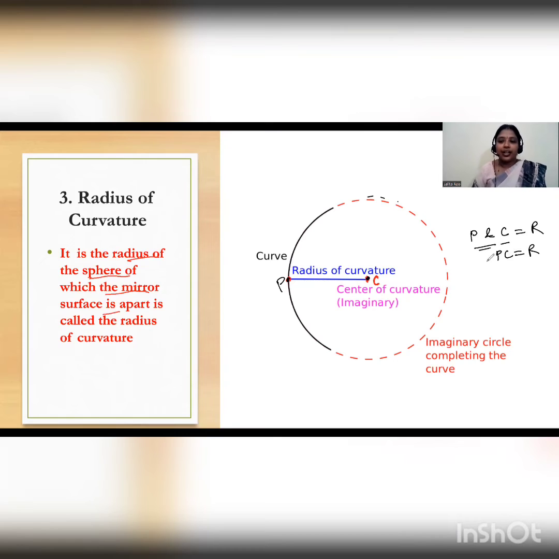PC is equal to the radius of curvature, and the radius of curvature is denoted by the letter R. The center of curvature is an imaginary point. The radius of curvature is also the length, the radius of the spherical surface of which the mirror is a part. Got it? Now let's move to the next topic, that is principal axis.